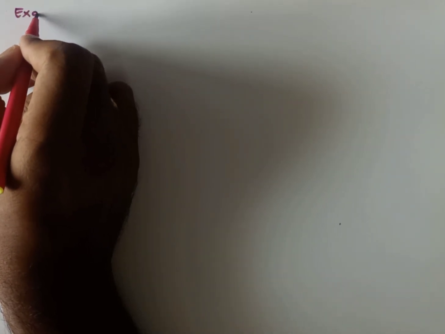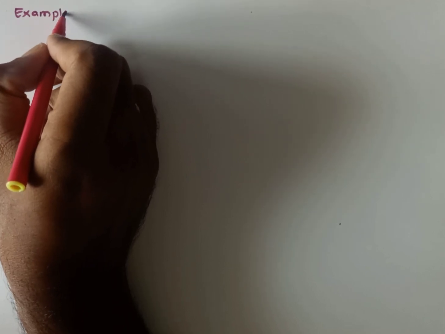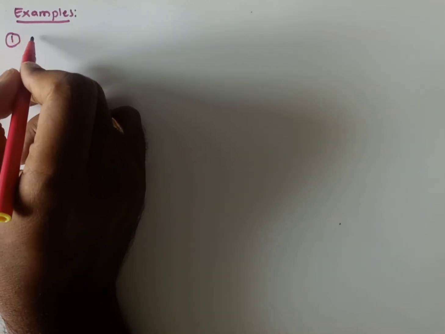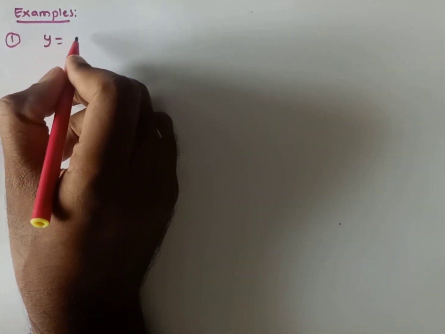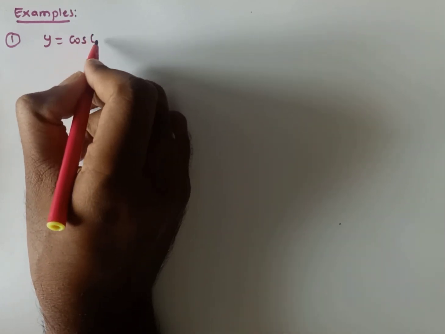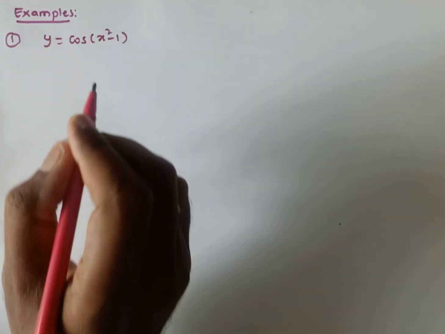So let's see some examples on these derivatives of trigonometric functions. The first example: find the derivatives of the following functions. The function is y equals cos of x square minus 1.